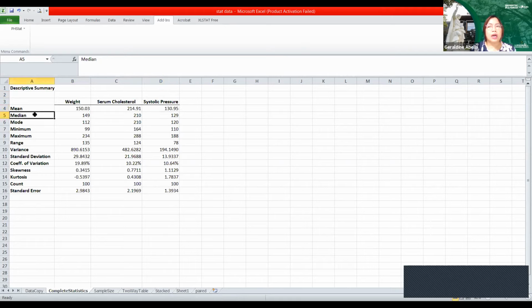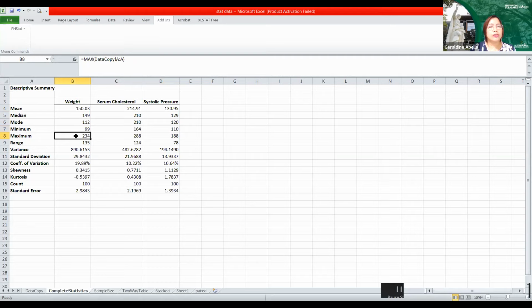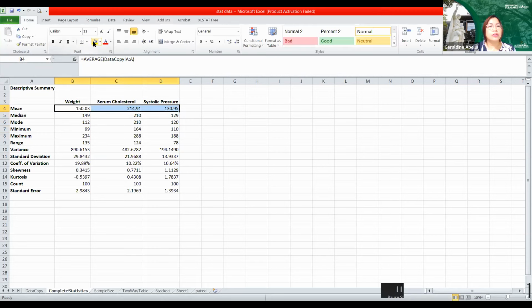So if your research further requires you to find the median, these are the median values, the mode, the minimum value. 99 means the lowest weight value, 164 is the lowest serum cholesterol, 110 means the lowest systolic pressure value. Maximum value is 234 for weight, 288 for serum cholesterol, and the maximum for systolic pressure. Variance, so you also have the standard deviation. These are the two values that you need in reporting your results.